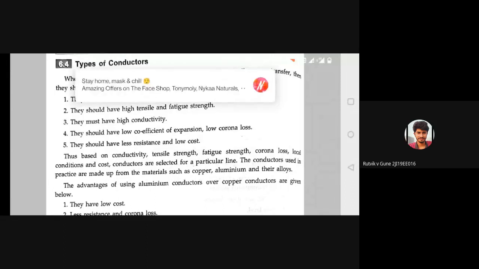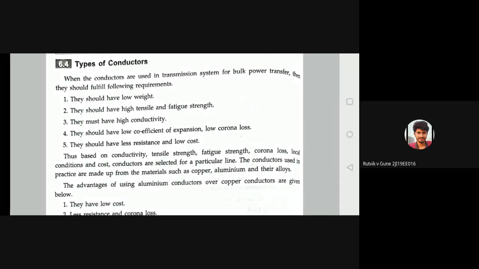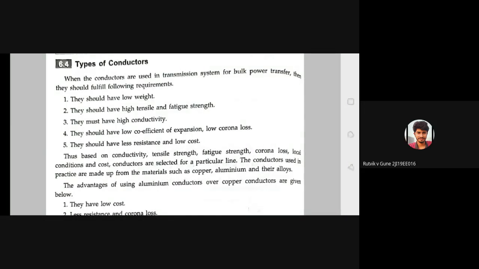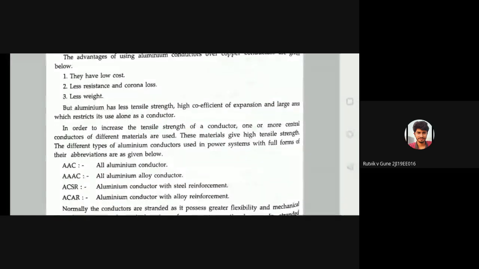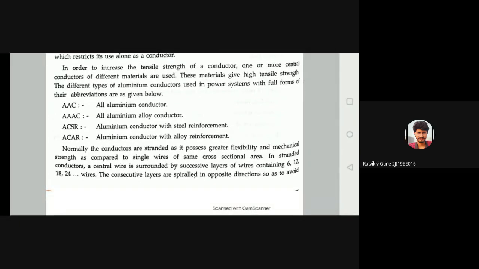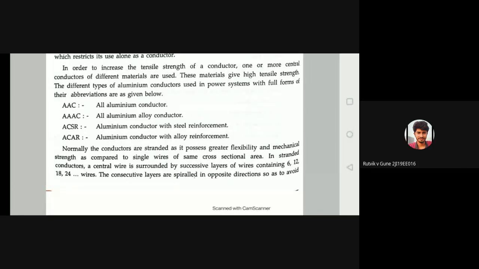So what we do is we mix it. How we mix it and how we form the alloys, that becomes our name of the conductors. Based on that, the names of the conductors are named. Okay, just see this one. This AAAC or triple AC, ACSR, ACAR, these are the names of the different aluminium alloy conductors, the names of the materials of the conductors.